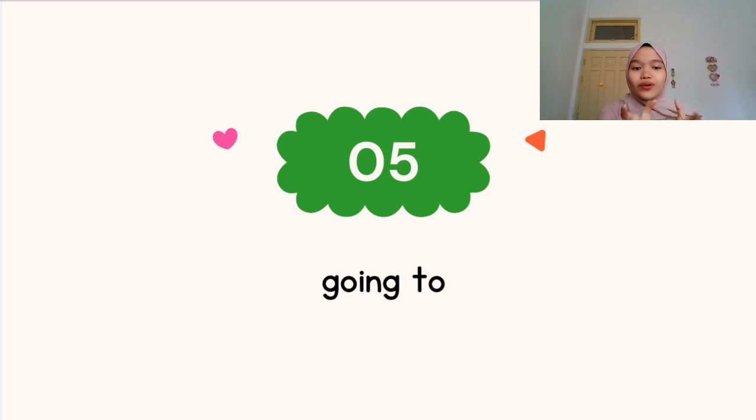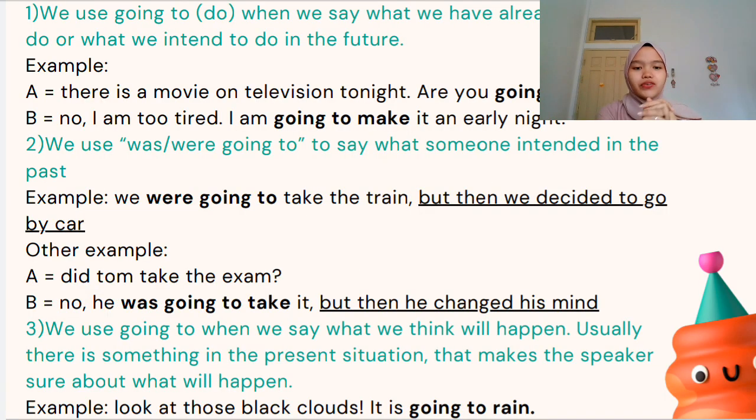Number 5 is going to. First, we use going to when we say what we have already decided to do or what we intend to do in the future. For example, there is a movie on television tonight. Are you going to watch it? And B answers, no, I'm too tired. I'm going to make it an early night.